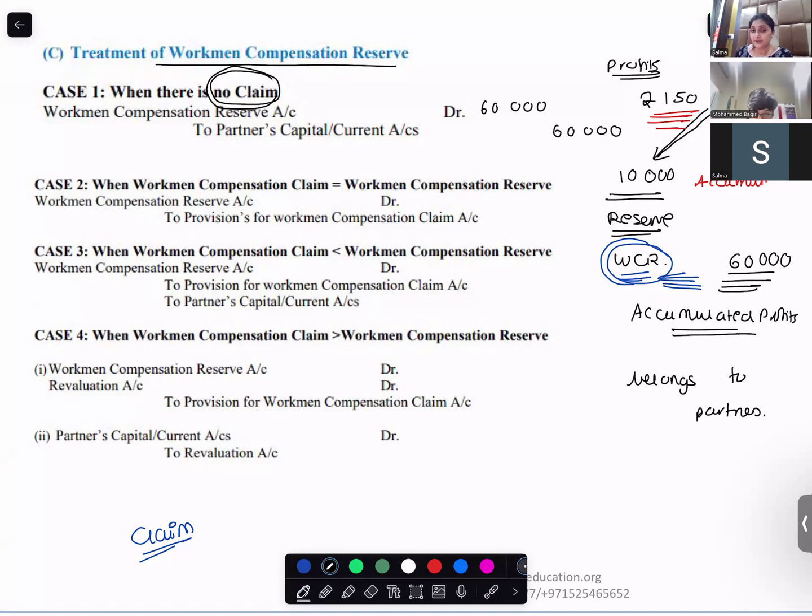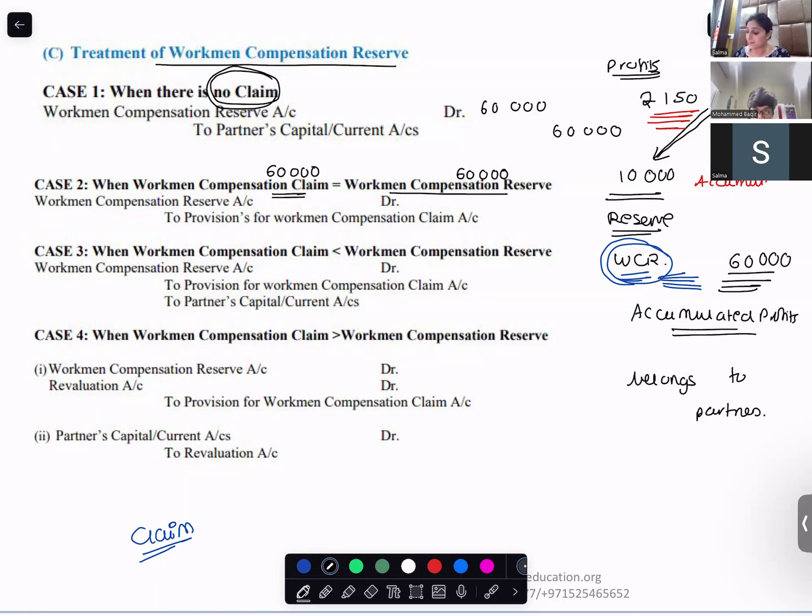Suppose case number 2. You have a claim of 60,000 and your workman compensation reserve is also 60,000. In this scenario, will anything go to the partners? No, nothing will go to the partners. So in this case, what will you do?